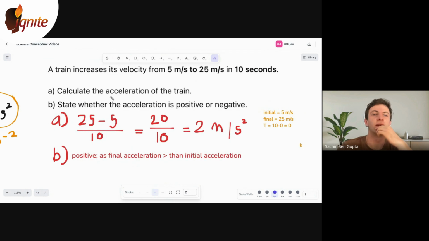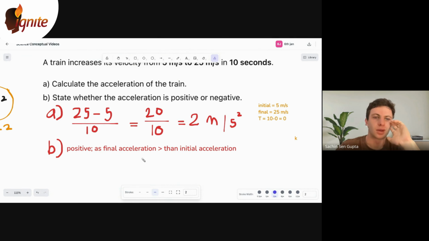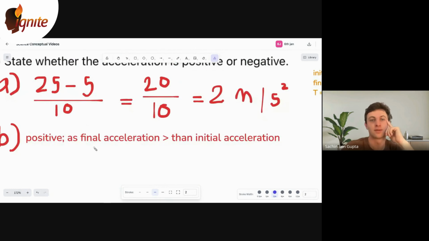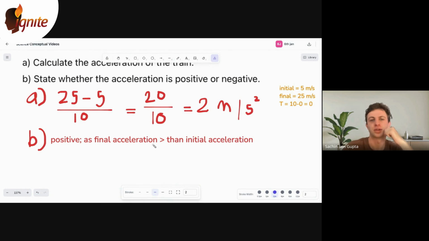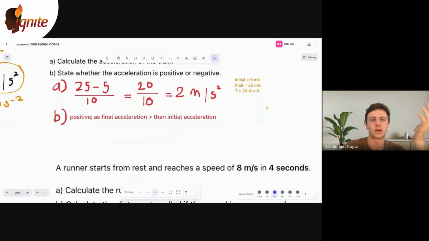And then it's saying state whether the acceleration is positive or negative. In other words, is there acceleration or deceleration? Maybe this would just be a 1 mark question where you can just state positive or negative. But if it's 2 marks, you must give reasoning, right? I've given reasoning: the final velocity is greater than the initial velocity. Intuitively, we start at 30, we end at 60, so we accelerated.